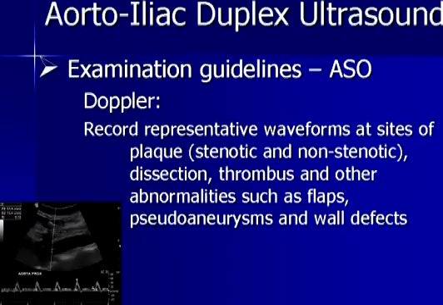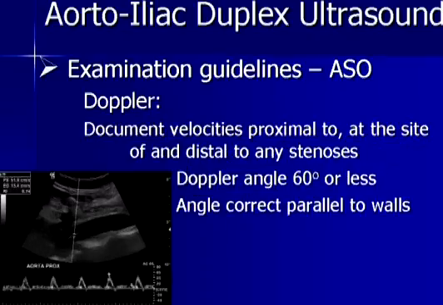Any region of abnormality should have not only B-mode image documentation, but spectral Doppler documentation as well, supplemented by color Doppler. Certainly at sites of stenosis, when you're talking about atherosclerotic disease, you want to measure your peak systolic and end diastolic velocities at the site of stenosis, proximal to that site, as well as distal to that site, looking for any evidence of post-stenotic flow turbulence. Always keeping in mind, use a Doppler angle of 60 degrees or less and angle correct parallel to the walls.